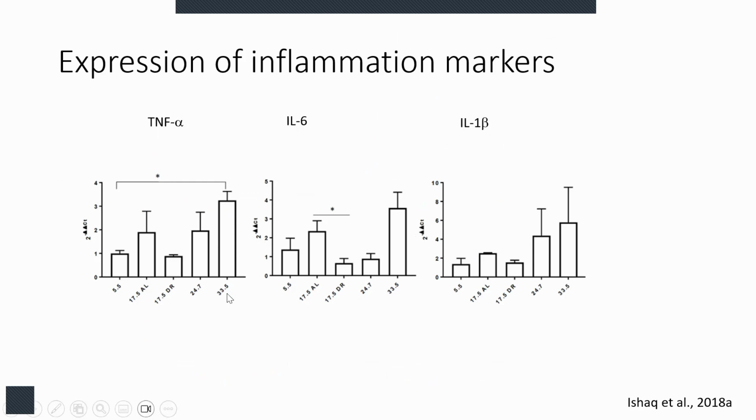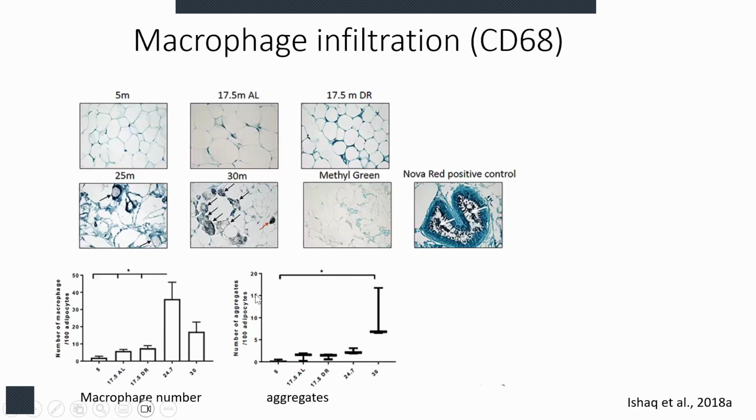Inflammation markers are not very consistent, but you can see from young to old there is an increase in TNF-alpha. There's a decrease with DR, however it's not significant because of the large deviation. There is a significant decrease during DR for interleukin-6, and interleukin-1 beta is not. It has a trend for the decrease as well, but it's not statistically significant.